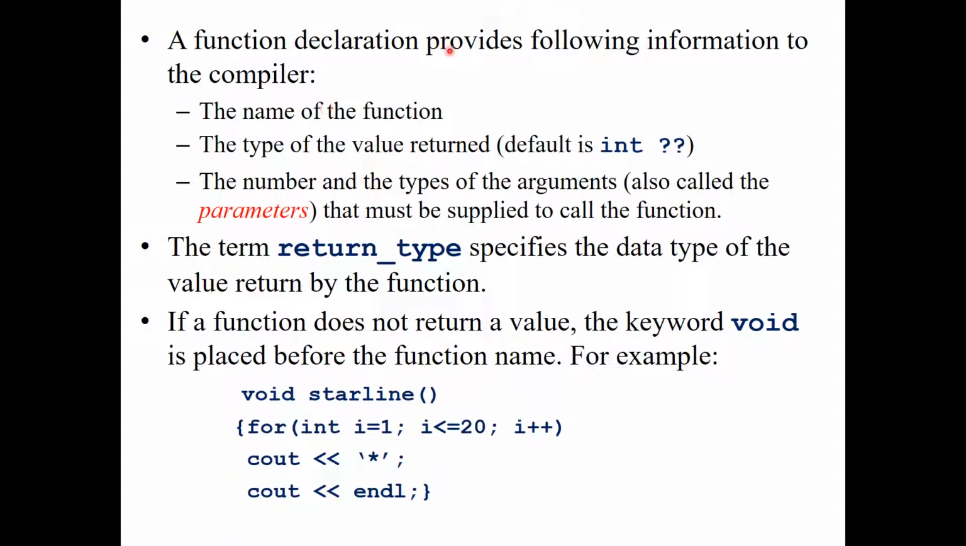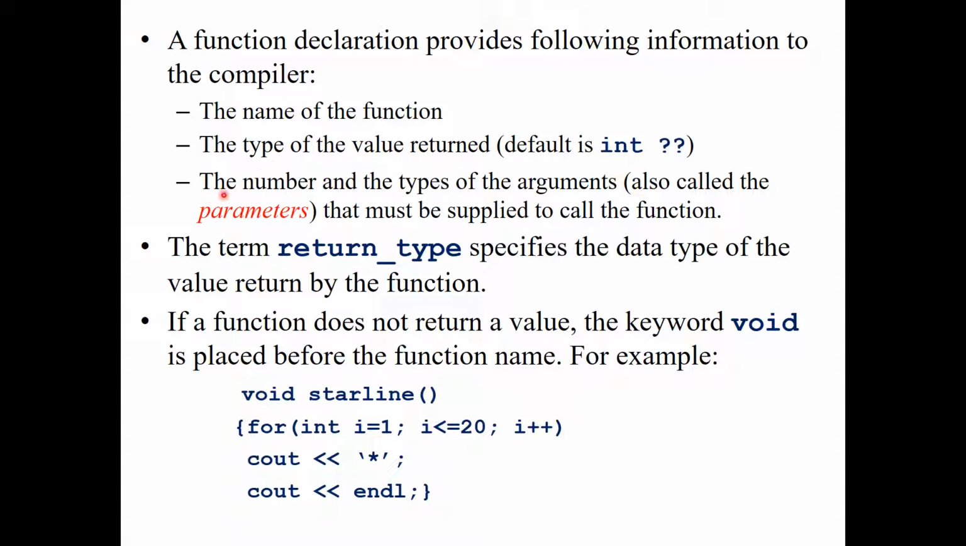So this function declaration provides much information to the compiler. First of all, it tells the name of the function to the compiler. It introduces that, okay, in my program I am going to use a function which will have the following name. Then the type of the value returned is also mentioned.